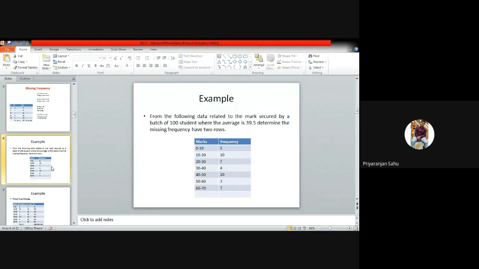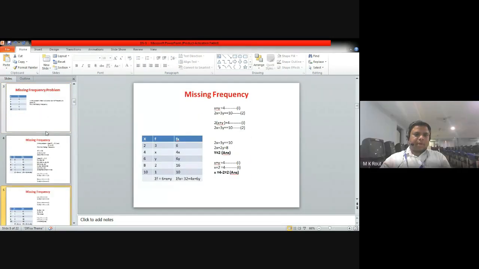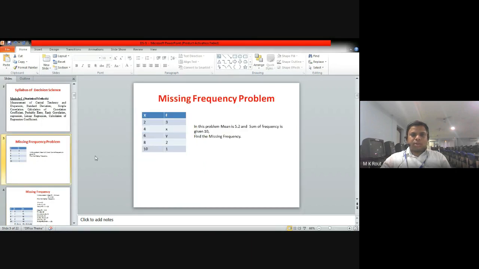Sir, ek baar fir se ye bata denge, sir. Okay, I repeat here. Suppose this is your question. Here two frequencies are missing, which I denoted as X and Y. The data is given, the mean is given as 5.2, and the sum of frequency equals the number of observations, which is given as 10.